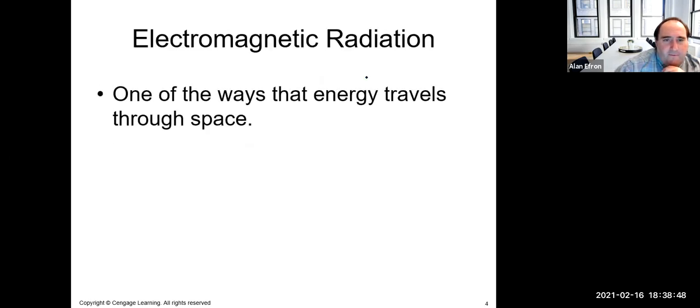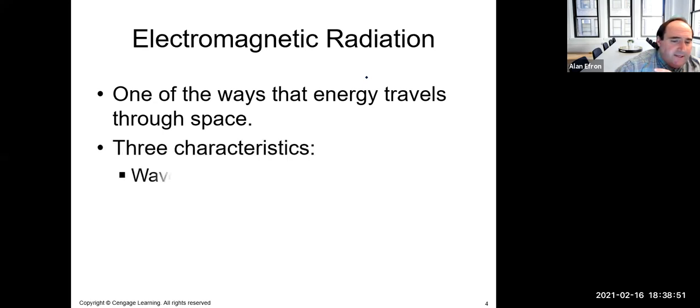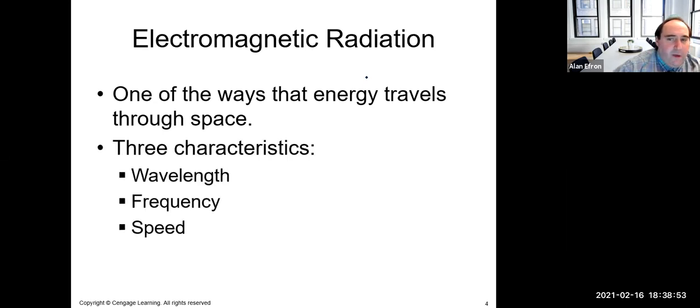So what happens with electromagnetic radiation? We're really talking about waves. We touched upon waves in lab, but just to reiterate some of the parts of waves, waves basically have 3 different characteristics associated with them. One is the wavelength, which is how far it is from one peak to another peak on a wave, or one trough to another trough. And again, what we're talking about with electromagnetic radiation is basically the movement of energy through space.